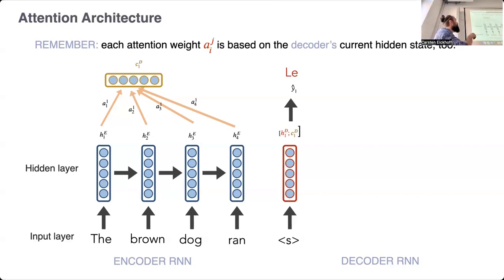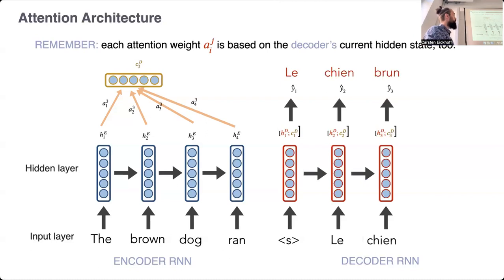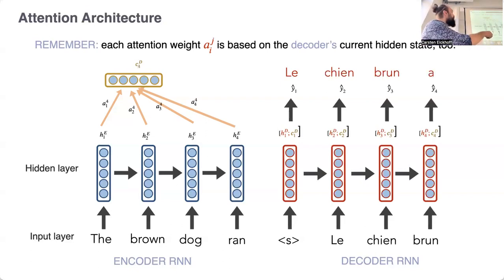I now don't have this problem anymore that I have to explicitly drag everything through RNN style or LSTM style, right? So with this, what I can do in a moment is say, okay, at every point in generating "le," "chien," "brun," and so on, I always have access to this context vector specific to where I am, right? So weighted based on where I'm already in my generation, and paying attention to all inputs, right? And this is powerful, right?